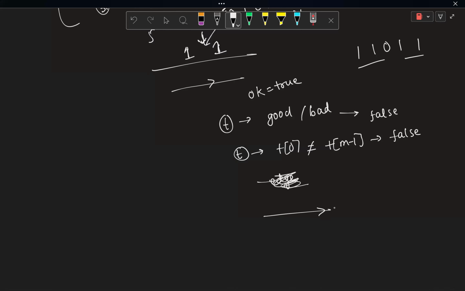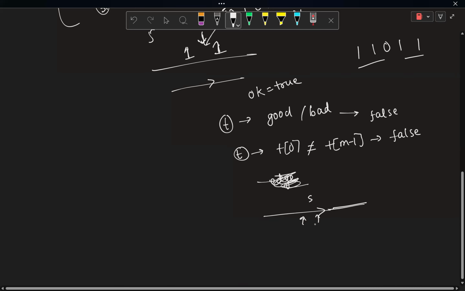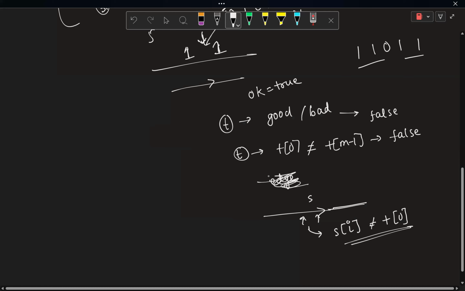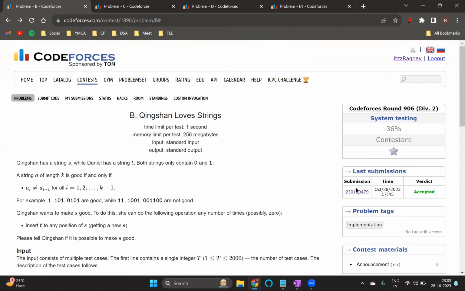You can just iterate over the string S, and at any place whenever you find that two elements are equal, just check what that element is. Let's say that element is Si, it should not be equal to T0. If it is equal to T0, in that case you would say that it is never possible, the string is bad. Otherwise, you will just ignore this because you can insert T here and everything would be good. So, everyone got it? Let's see the code then.